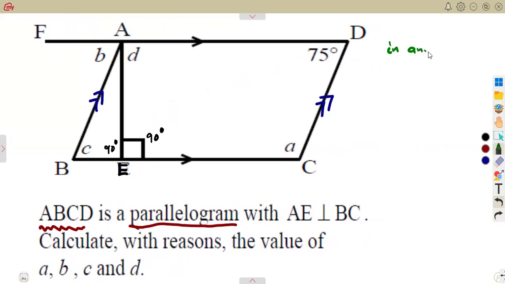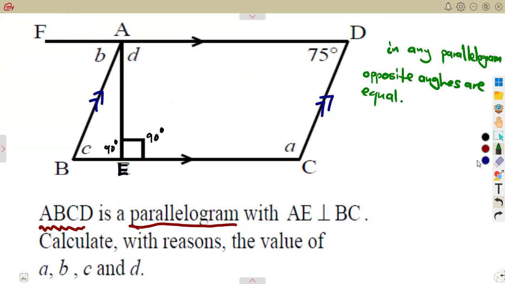in any parallelogram, opposite angles are equal. In any parallelogram, opposite angles are equal. So there is a lot that we can consider there to find all these angles. All right, so let's see what we have.